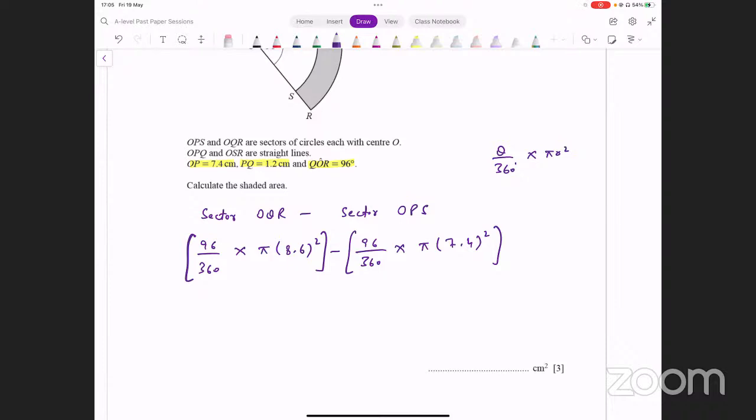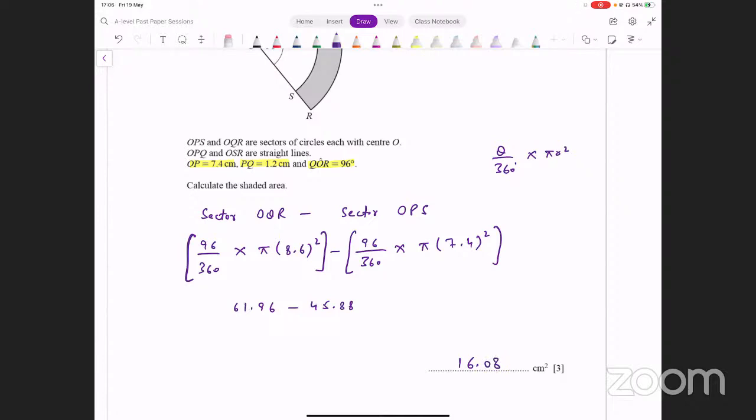96 over 360 into pi into 8.6 squared, that is giving me 61.96. Subtract from that the area of the other sector, which turns out to be 45.8756. So that's 45.88. 61.96 minus the answer. That turns out to be 16.084. That is your final answer.